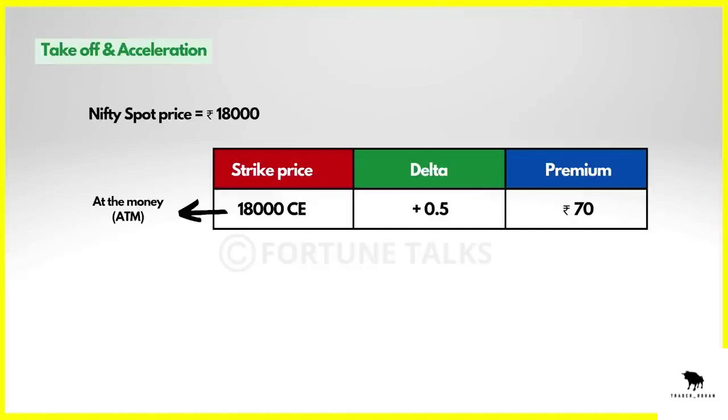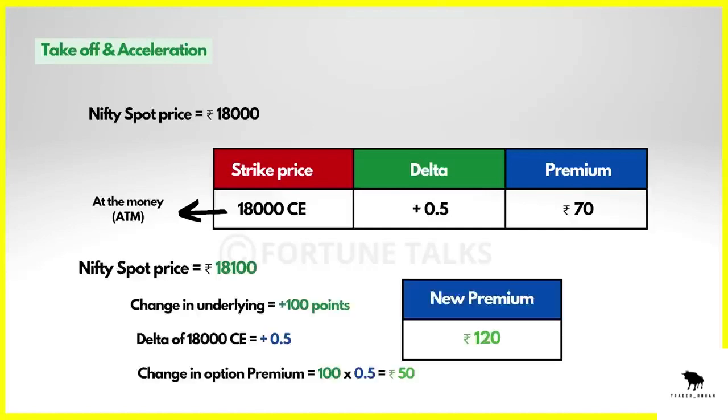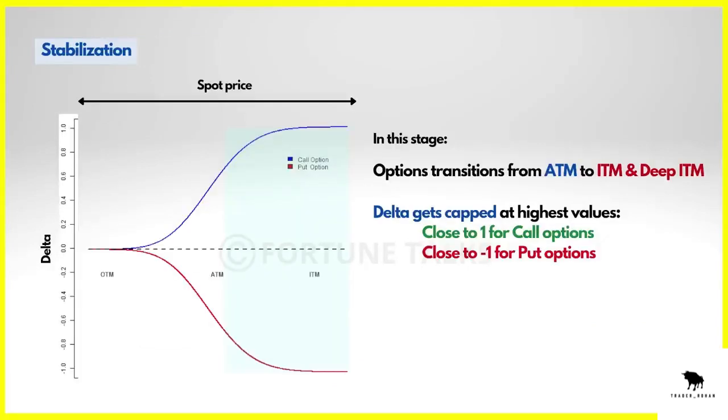Let's say the premium of the 18,000 call option is 70 rupees. Then for a 100 rupees change in the spot price of the underlying, the option premium is expected to move 100 multiplied by 0.5, which is equal to 50 rupees. So the new premium will become 70 plus 50, which is equal to 120 rupees, which is a decent return of 71.4%. Now, are we ready to make a conclusion? Not yet. We have one more stage to consider. And the final stage is stabilization.